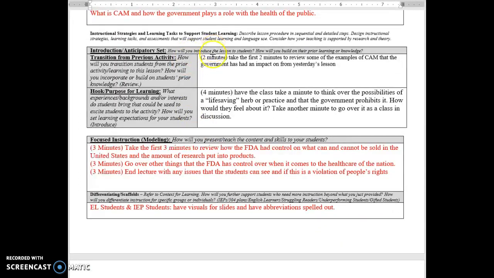We now go into transition from a previous assignment or activity. There's going to be 2 minutes of review for the examples of the CAM that the government had an impact on from yesterday's lesson. And the hook for today's lesson itself is to have the students think over the possibility of a life-saving herb or practice that the government prohibits. I want them to think about this throughout the course of the lesson. How would they feel about it? And they will discuss it.